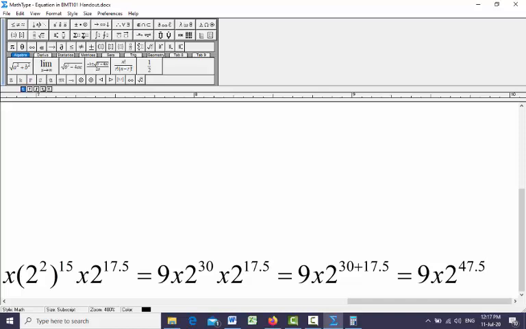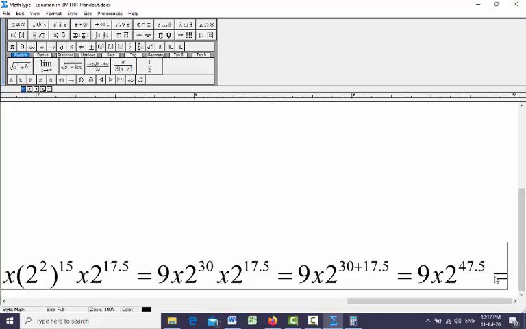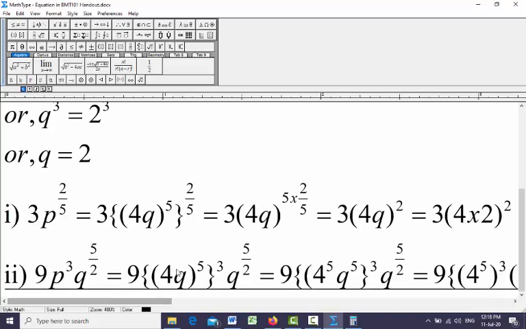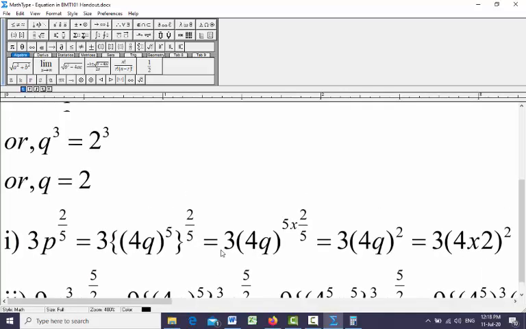So 2 to the power 47.5. We can keep it this way. So let me do the revision now.